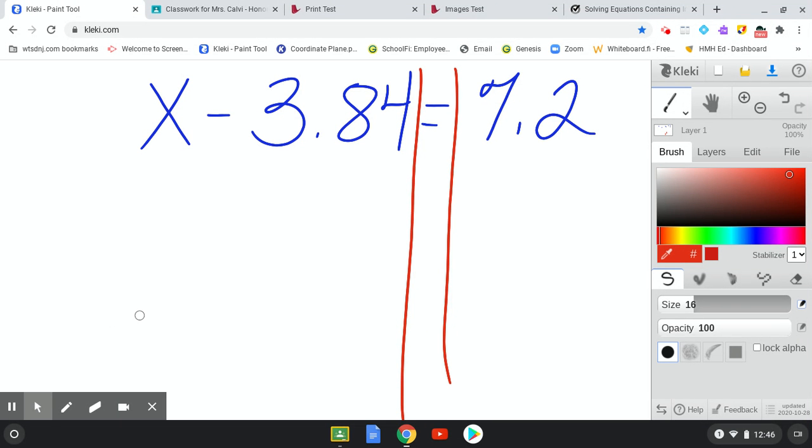Quick review on solving equations containing decimals. So the process is the same as solving regular equations. The only difference is you are going to have decimals. You will have positive and negative integers as well.